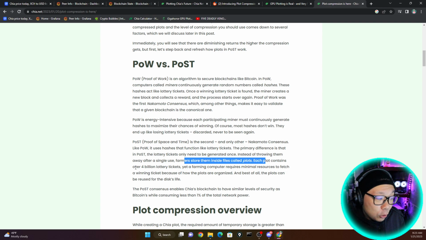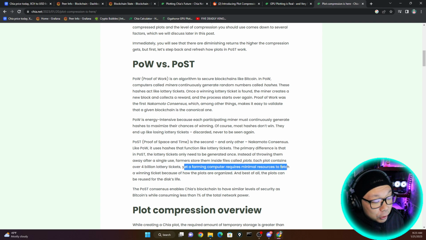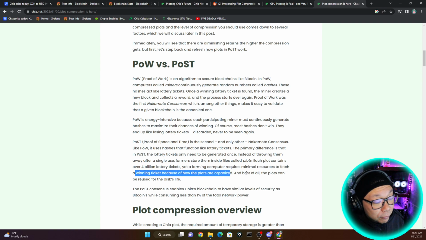Each plot contains over 4 billion lottery tickets, yet a farming computer requires minimal resources to fetch a winning ticket because of how the plots are organized. And best of all, the plots can be reused for the disk life. Until your hard drive dies, you can keep on reusing these plots. That's basically what they're saying.